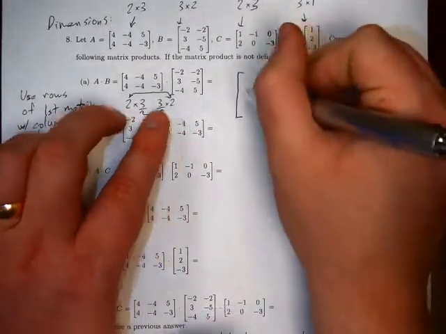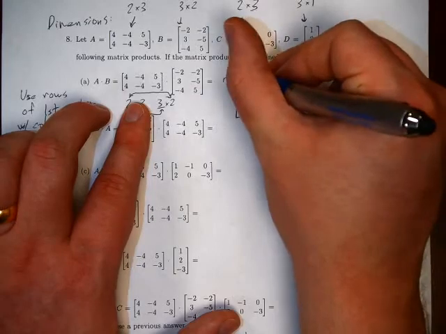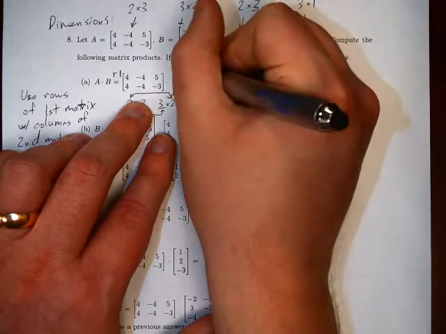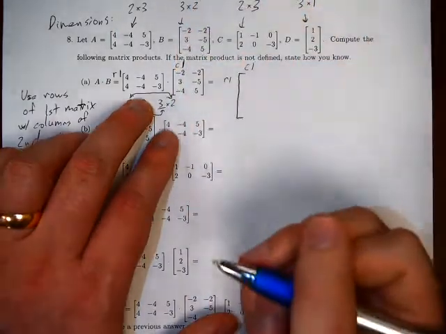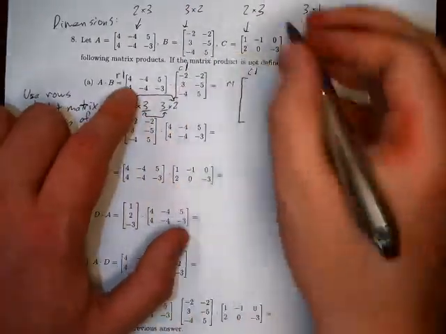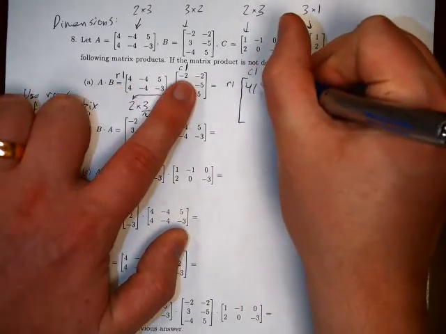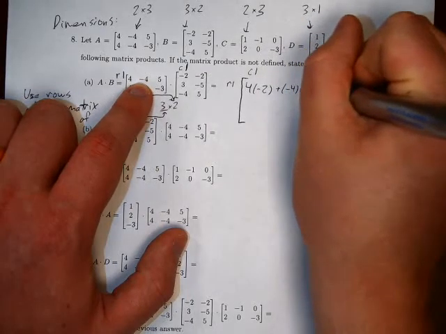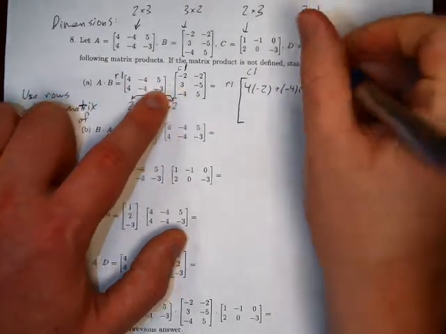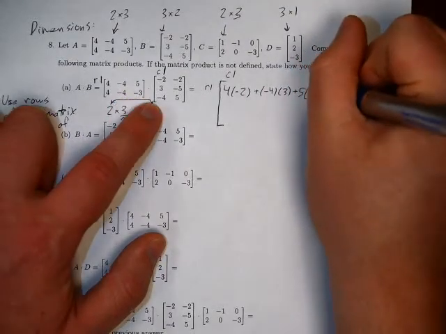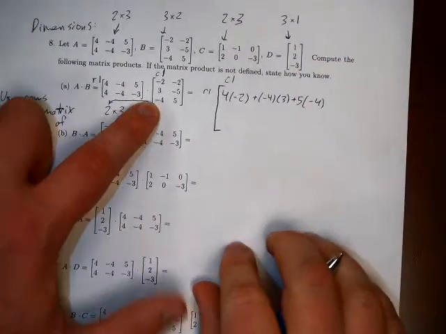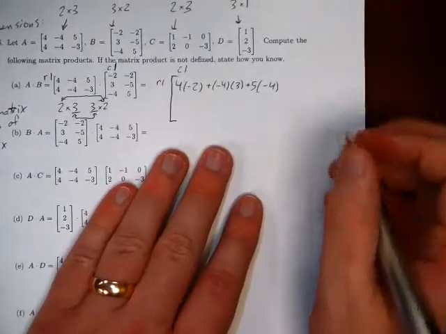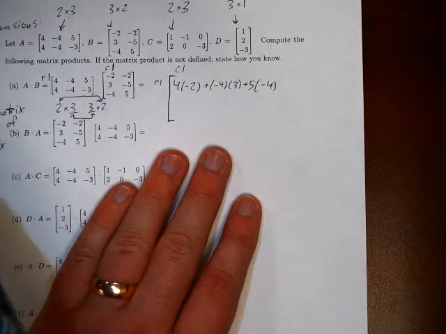So if we want our first entry, it's in the first row and the first column. So we'll use the first row of A and the first column of B. So here what we'll do is we'll take 4 times -2 plus -4 times 3 plus 5 times -4 for the first entry. The next entry, I'm going to run out of space here, so I'm going to zoom out a little bit.